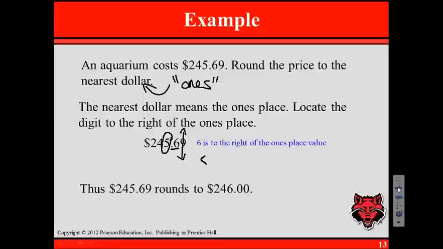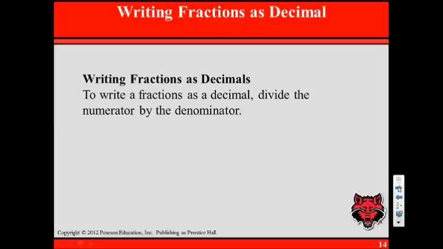So I write 2, 4, 6, and every number to the right of the rounded number is deleted. The 6 is gone, the 9 is gone. If there were more numbers to the right, they would be gone as well. So $245.69 rounds to $246 if we round to the nearest dollar.